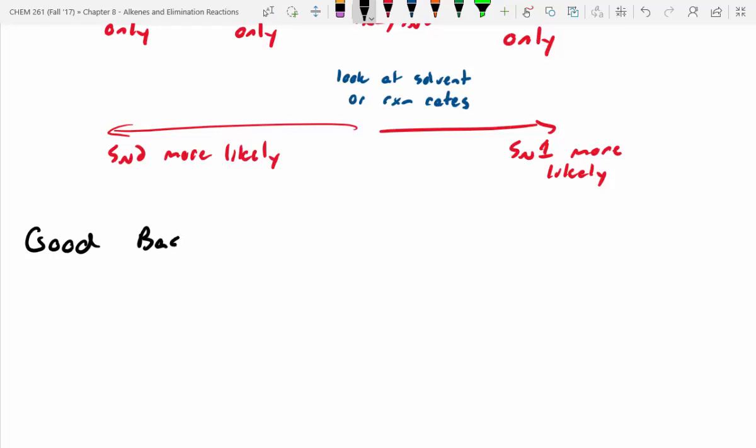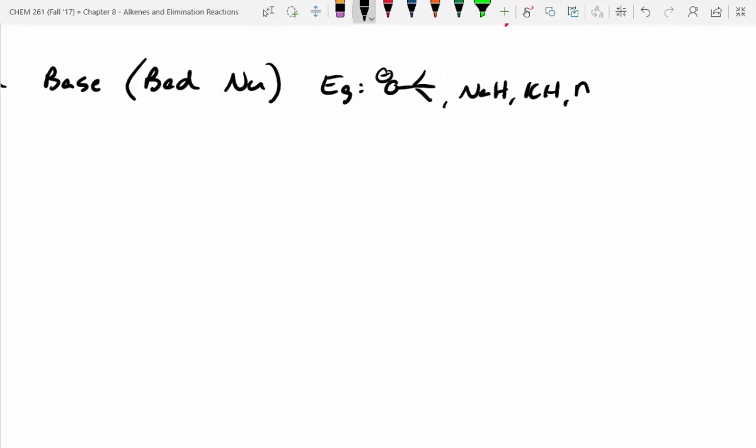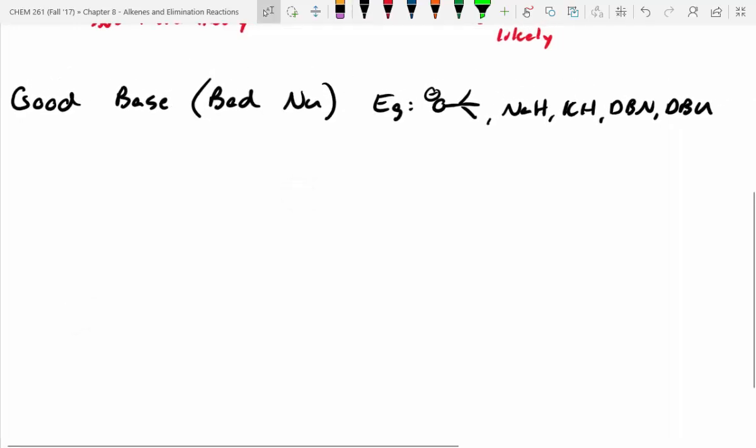So a good base, but a bad nucleophile. What are some examples of good bases that aren't good nucleophiles? What was that one? The big one? Yep. The big one. This guy. Terbutoxide. It's too big to be a good nucleophile. What were some other ones? So we said bulky bases are crummy nucleophiles. What was another type? Surface chemistry bases. So something like sodium hydride, potassium hydride, etc. What were the special ones? DBN and DBU. All of these are really good bases, but really bad nucleophiles. So same sort of thing.